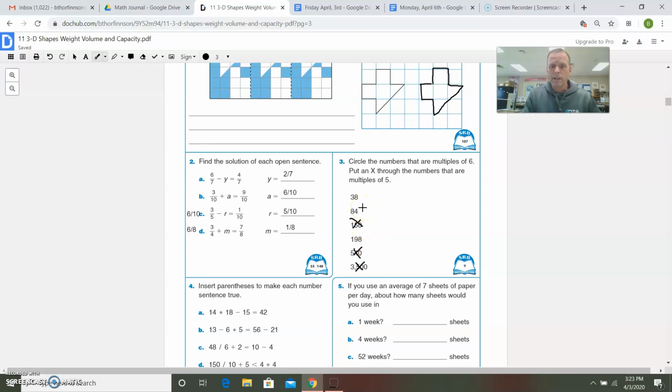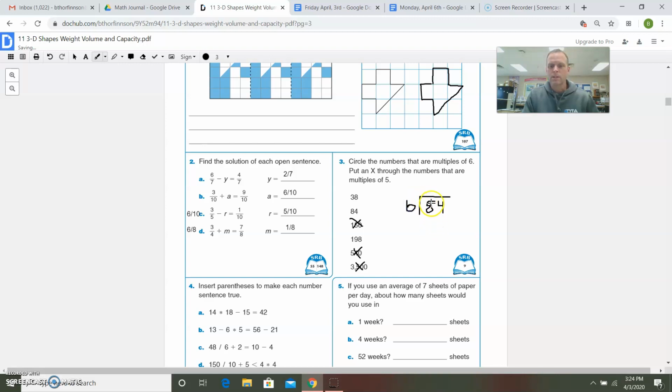To do these, I'm going to tell you right now, the easiest way to do these is just to divide them. So you would just write out, okay, well, does 6 go into 38? It does not. 6 times 5 is 30, 6 times 6, 36, 6 times 7, 42, so it does not go into that. Does it go into 84? Well, to do these, you're just going to have to divide them.